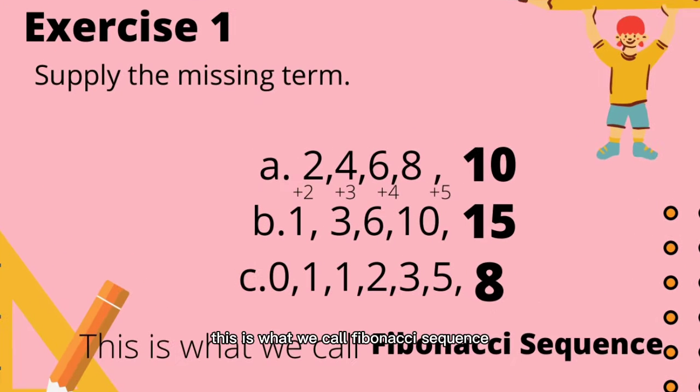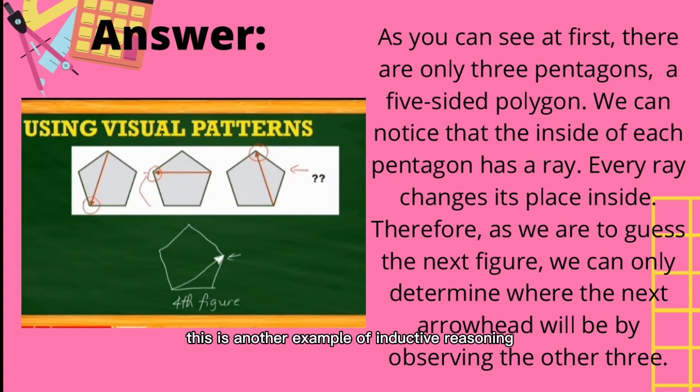So this is what we call the Fibonacci sequence. This is another example of inductive reasoning using visual patterns. As you can see first, there are only 3 pentagons, a 5-sided polygon. We can notice that the inside of each pentagon has a ray. Every ray changes its place inside. Therefore, as we are to guess the next figure, we can only determine where the next arrowhead will be by observing the other 3.